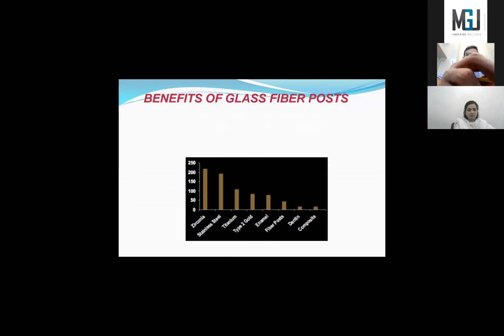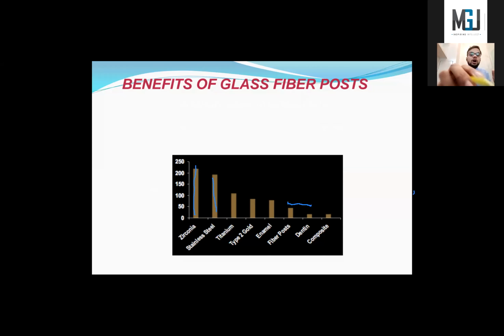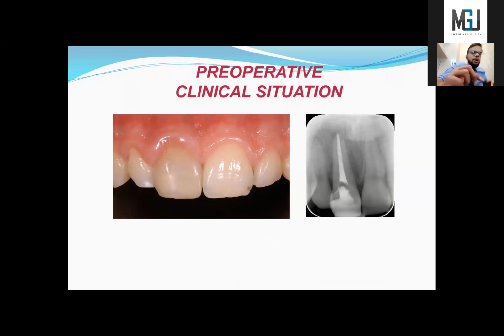The fiber post, or the glass fiber post, is closest to dentine, whereas the stainless steel and zirconia, if you see over here, zirconium is the highest, stainless steel is somewhere over here. You have the fiber post very close to dentine. You cannot ever have something exactly like dentine because dentine is unique. That's why they say you must always preserve dentine, never lose dentine, because once dentine is lost it can never be replicated back.